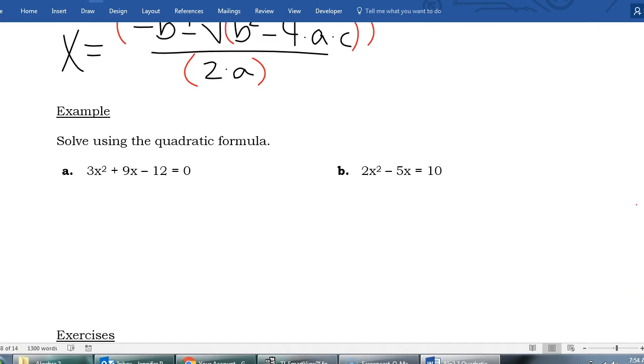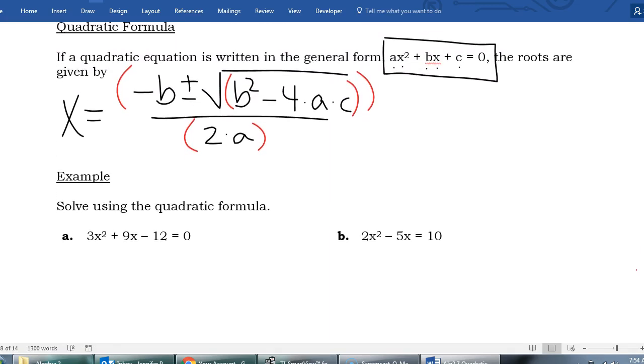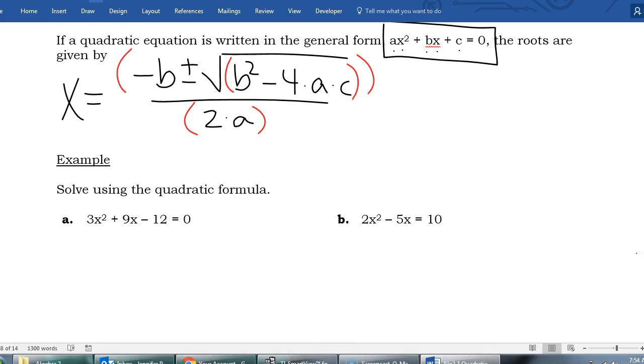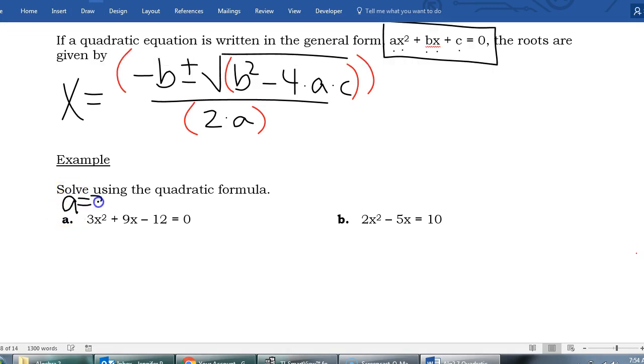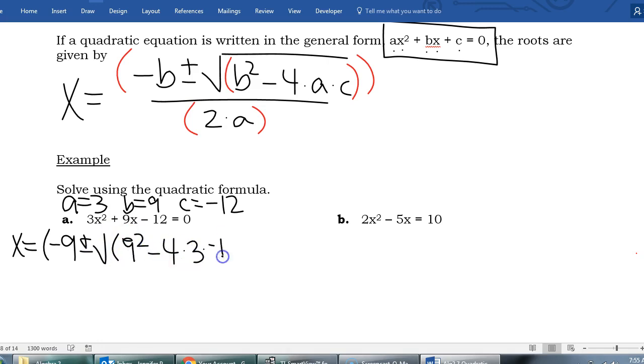So, to start, I want to be able to see the equation up here. I'm going to identify what's my a, what's my b, what's my c, and then I'm going to sub them into my equation. So in this example, a is 3, b is 9, and c is negative 12. That's the number in front of x squared, the number in front of x, and the number by itself, respectively. We're going to substitute those values in, and I'm going to go just straight across with this formula. So x equals negative b plus or minus the square root of b squared minus 4ac over 2a.